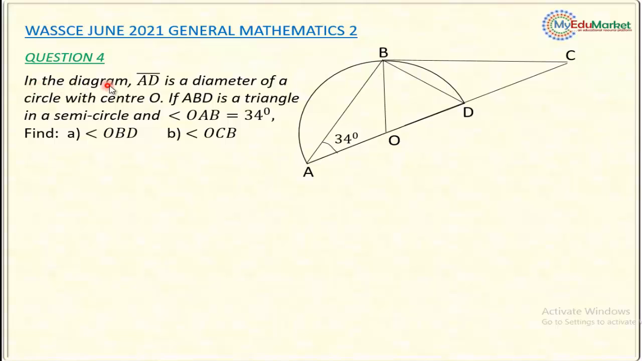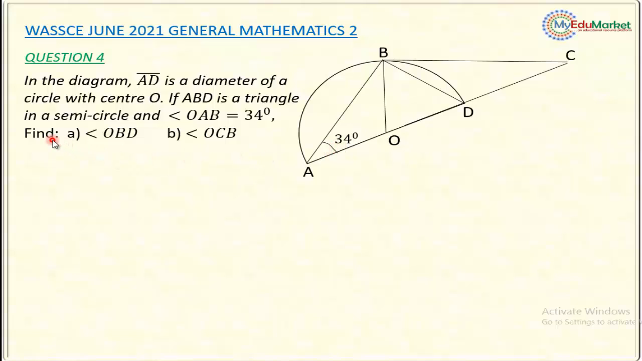In the diagram, the line AD is a diameter of a circle with center O. So this is the point O, the center of the circle. If ABD is a triangle in a semicircle, and angle OAB is 34 degrees as indicated in the drawing.